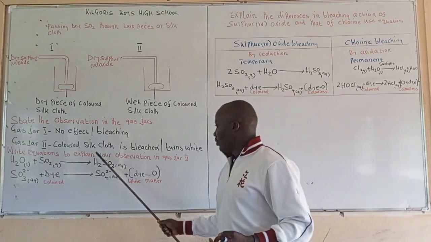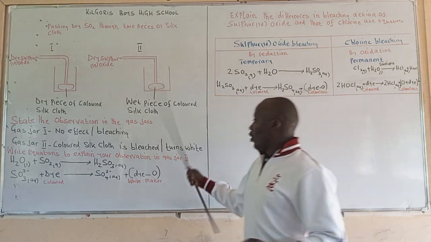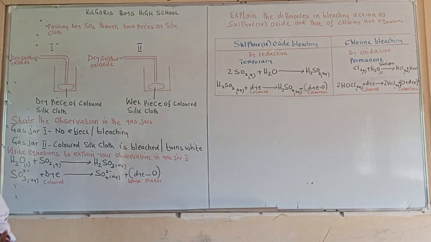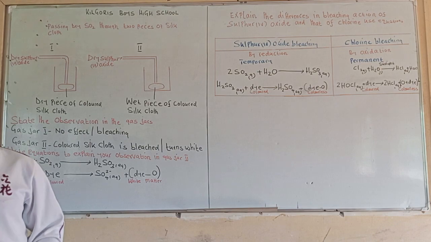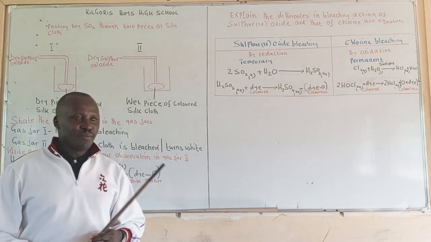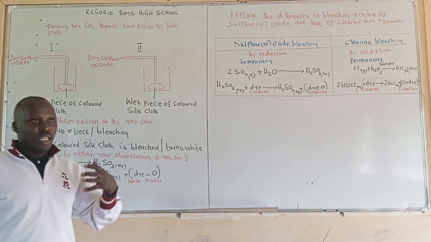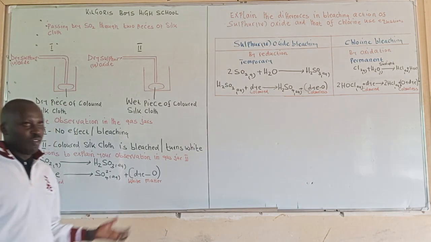Next, explain the observation in gas jar 2, where the bleaching takes place. Sulphur oxide combines with moisture, or water, to form an acid, which is responsible for the bleaching or change of the color.